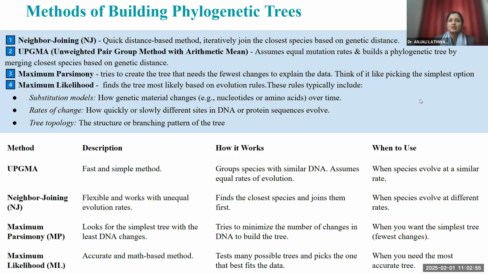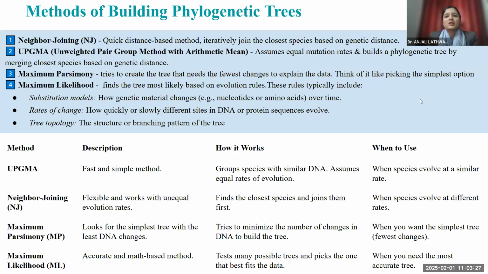Maximum likelihood is basically the most accurate and most reliable form of making a tree based on evolutionary rules. Basically, it's a purely math based method. It tests many possibilities and picks the one which best fits your data. Your data can be anything, right? Evolutionary files, years, how the mutations are different, everything. When you need the most accurate tree, then you use maximum likelihood.